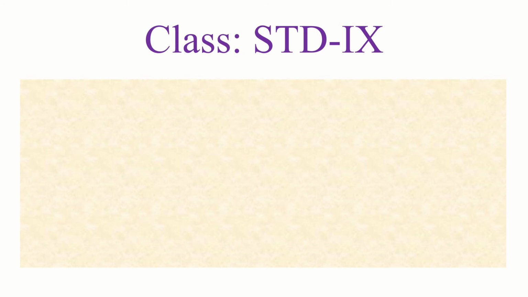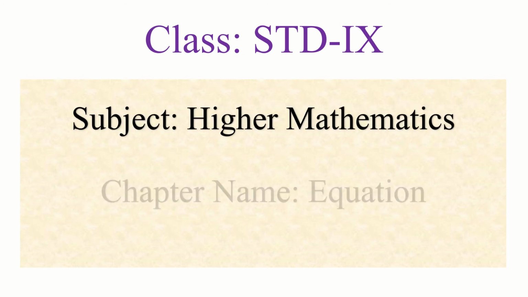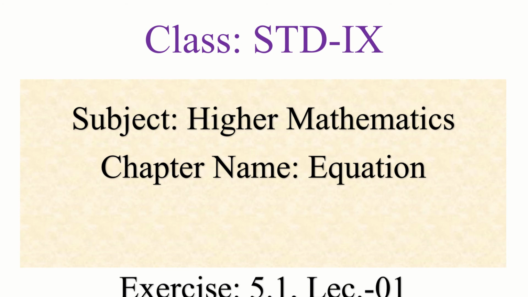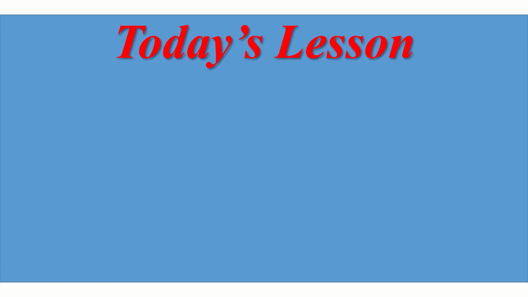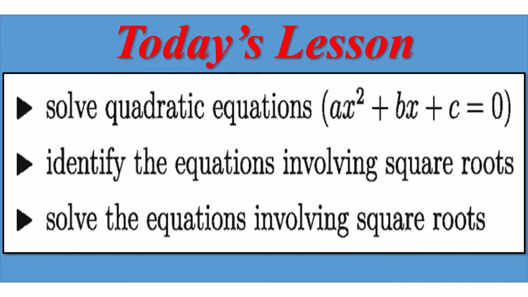Class 9, subject Mathematics, chapter Equation, Exercise 5.1, Lecture 1. Today's lesson is to solve quadratic equations of the form ax square plus bx plus c is equal to 0. That means quadratic equations with one variable. Here the variable is x, and a, b, c are fixed numbers, that are constants.